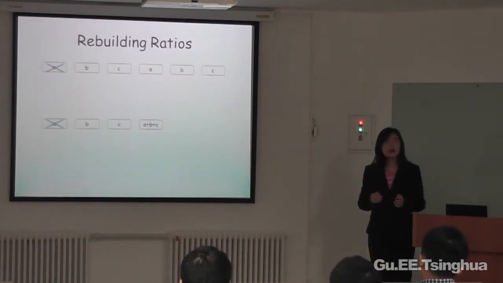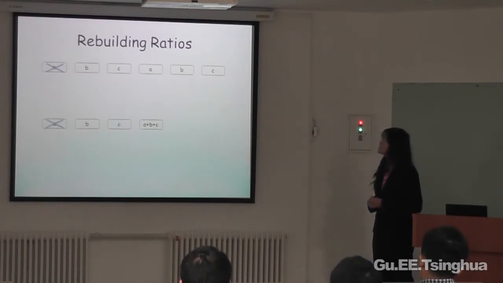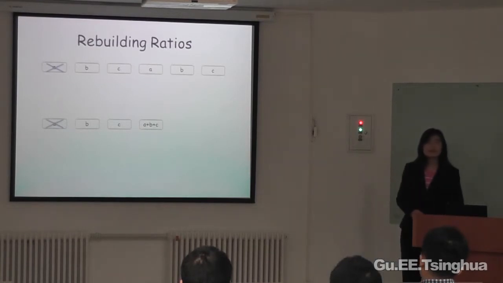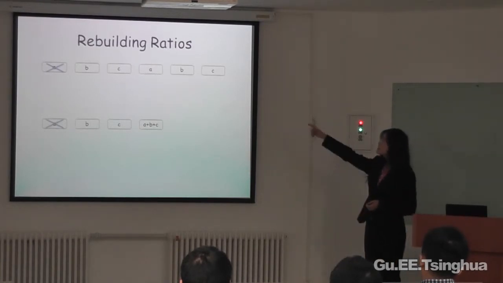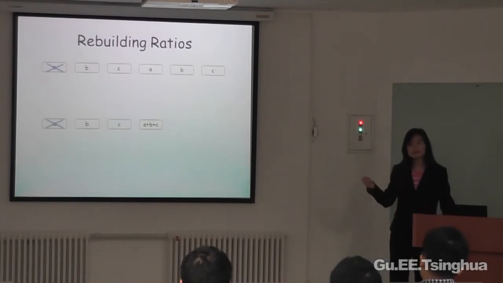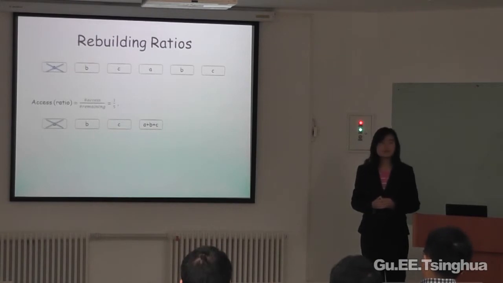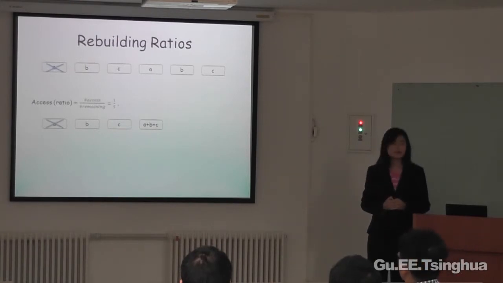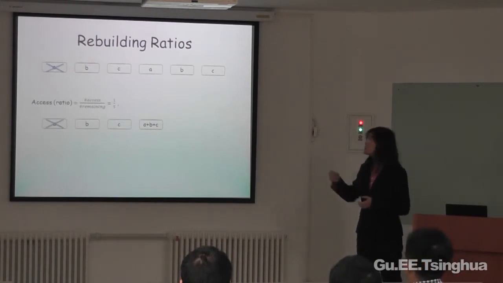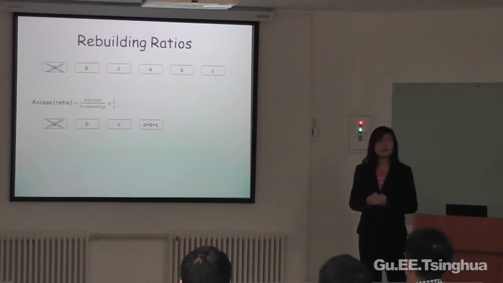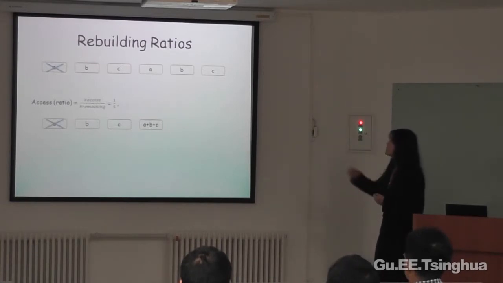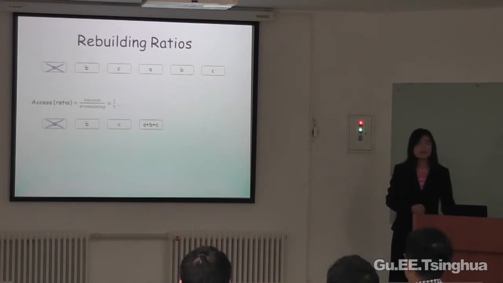So let's look at how I can maintain the data. In the first case, if I lose A, I read the value of A, and then I can recover it. I say that the access ratio is the number of accessed nodes, or the number of read nodes, divided by the total number of remaining elements. So it is 1/5 in this case.